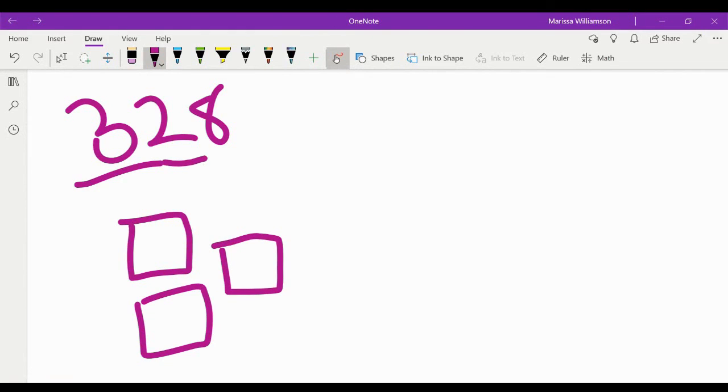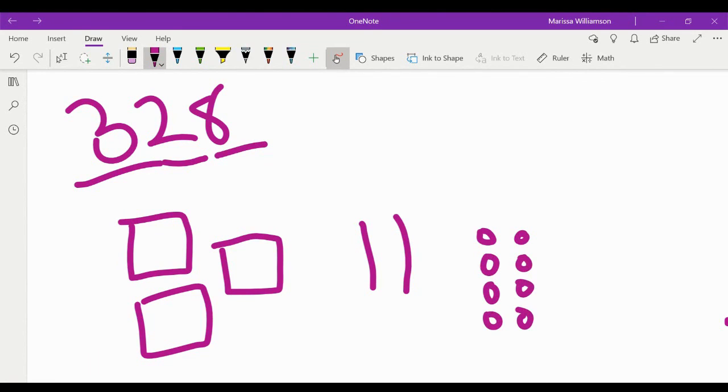Then I go to the 10 spot, and I see that there's 2, so I'm going to draw 10 sticks. Each of these 10 sticks represents one 10. So if I have 2 tens, I draw 2 ten sticks. Finally, I go to the 1 spot, and for the 1 spot, I can draw a little circle just like this. And since I see that there are 8 ones, I'm going to draw 8 of these little circles. So this equals 328.